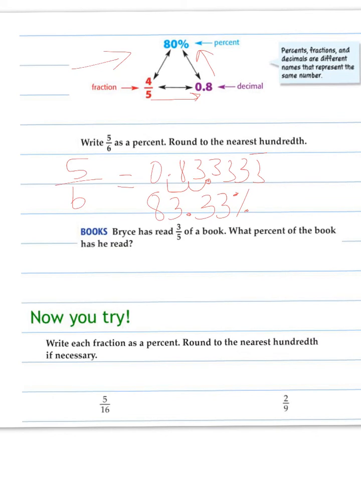Okay, next one. Bryce has read 3/5 of a book. What percent of the book has he read? 3/5. Numerator divided by denominator is 0.6. Now to go from a decimal to a percent, move your decimal 2 to the right, fill in with a 0. So 60%.